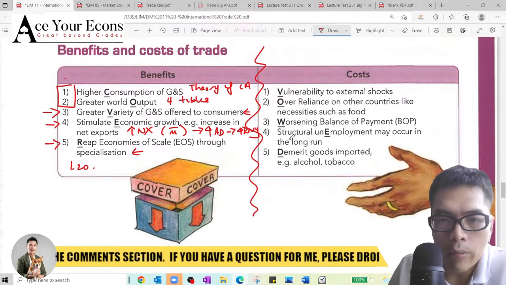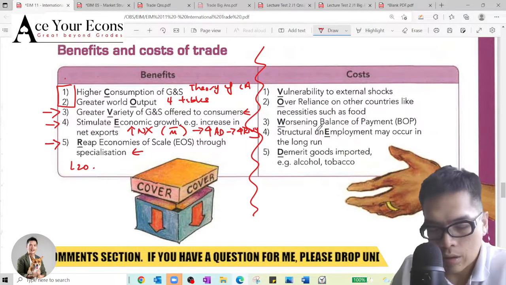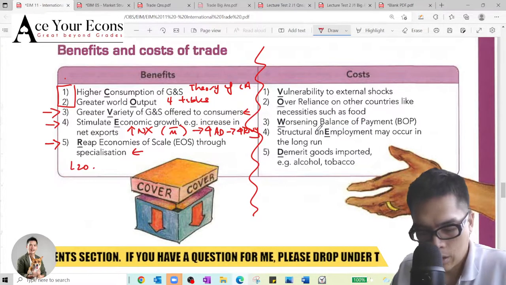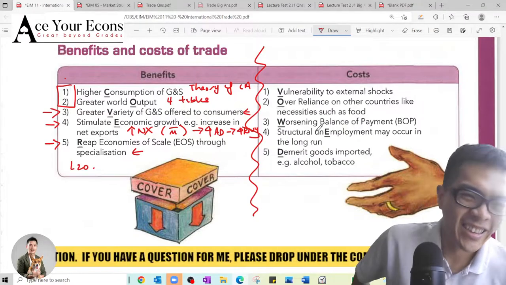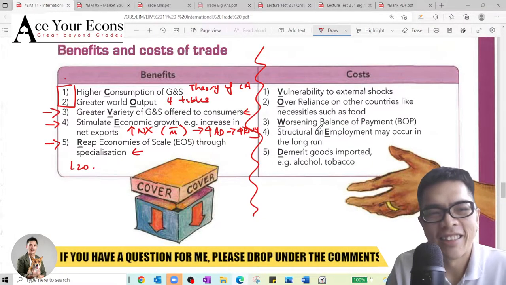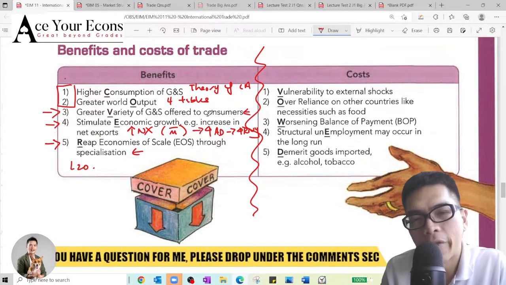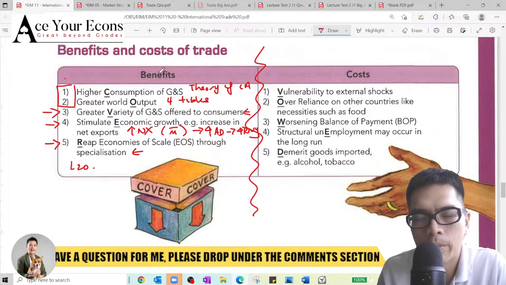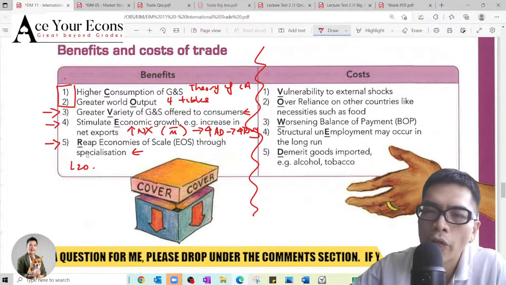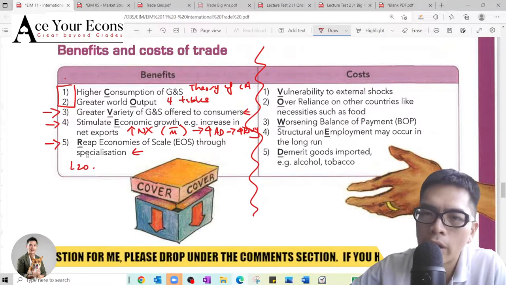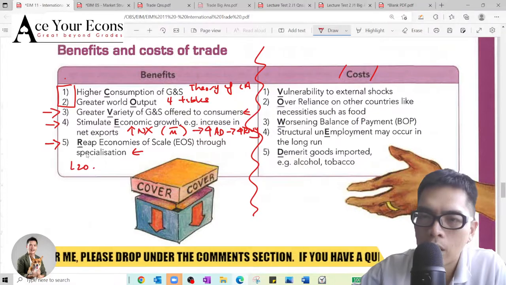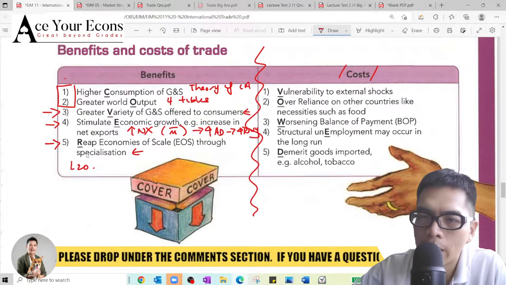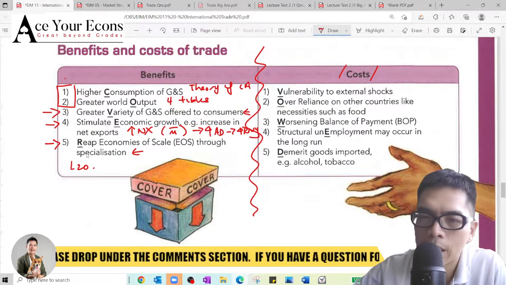So I'm going to move on to the right side. Any issues with the left side? On how cover is covered? Cover is covered. All right, benefits, I've covered already. So this will be the practice question. So for cost of trade, you want to look out for the other two C's, which are often used. Which are the other two C's that can be used to replace cost? Come on.